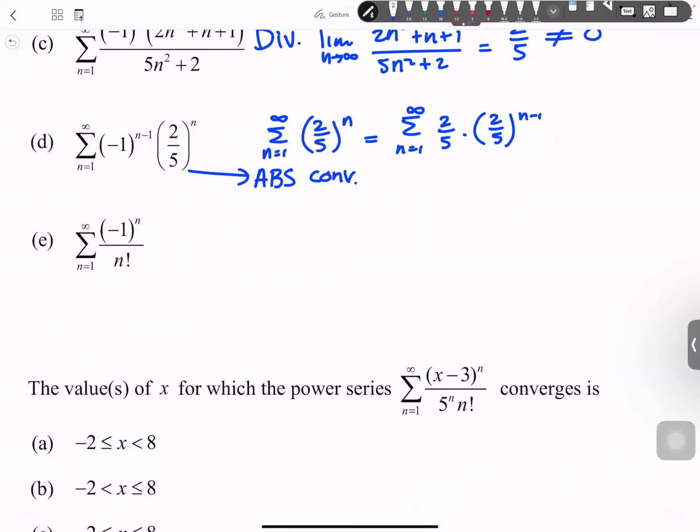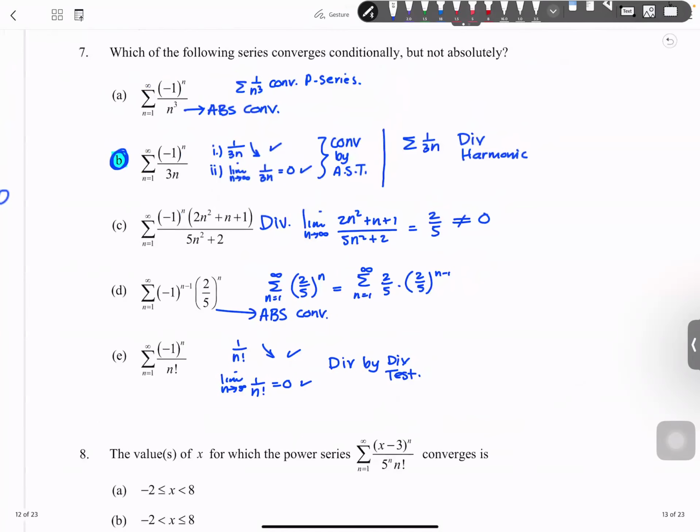What about E? The sum of (-1)^n over n factorial. Anytime you have factorials in the denominator, you're always looking at convergence, guys. Factorials in the denominator says it's going to converge. Again, here you could use the ratio test, or, if you want to do it a little bit quicker, the alternating series test. 1 over n factorial. Is this a decreasing sequence? Yes. What is the limit as n goes to infinity of 1 over n factorial? It is equal to 0. So the only one that converges but conditionally is answer B.